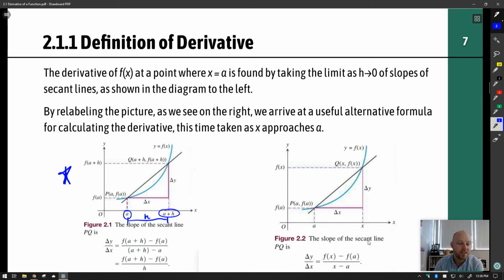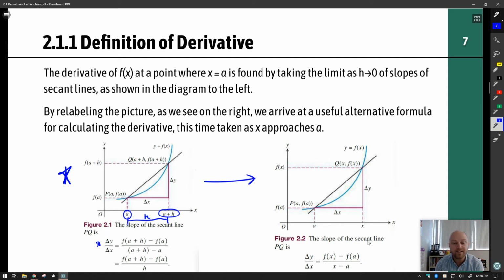Then we label the associated y values of f of a and then f of a plus h, and we construct our change in y over change in x by saying the y value f of a plus h minus the y value f of a over the x value a plus h minus the x value a, and that gives us the difference quotient f of a plus h minus f of a all over h.